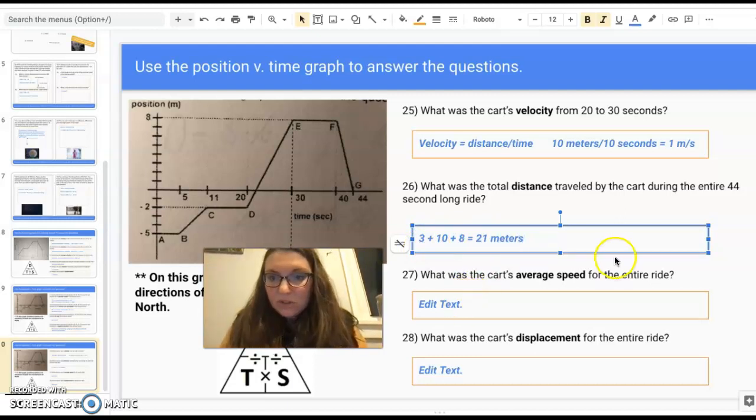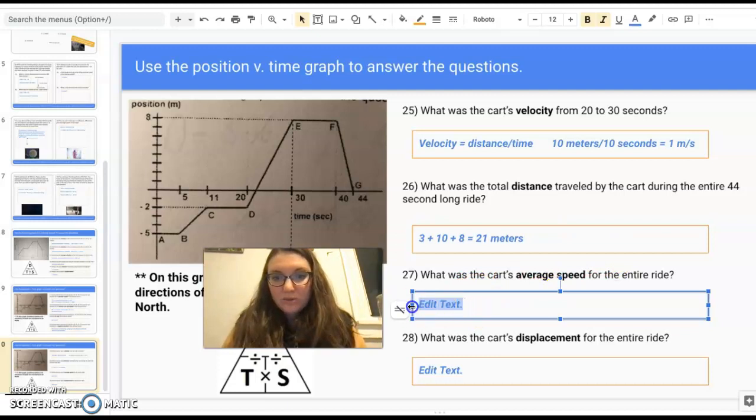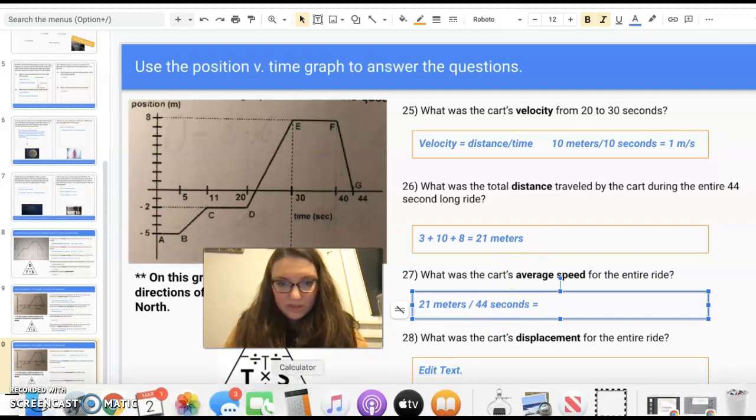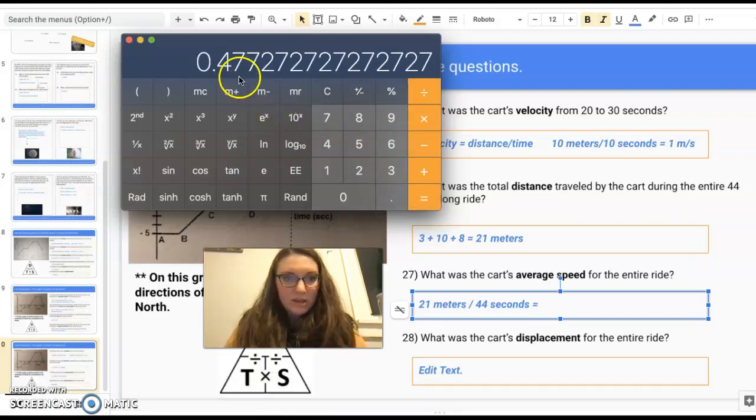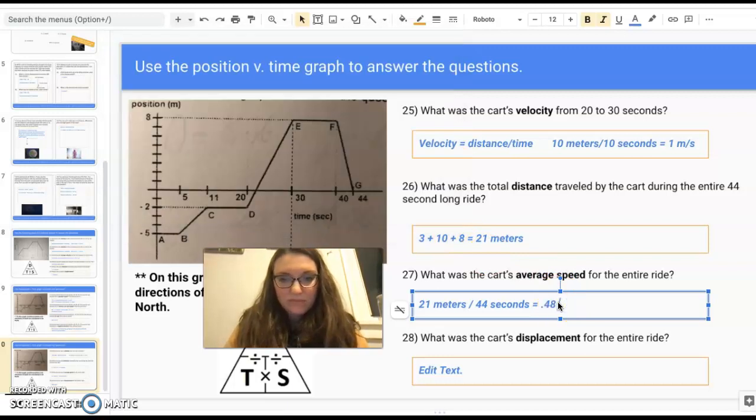What was the cart's average speed for the entire ride? So speed is taking into account distance. So 21 meters in 44 seconds. 21 divided by 44 is going to be 0.48 meters per second.